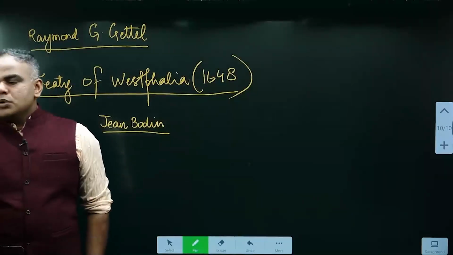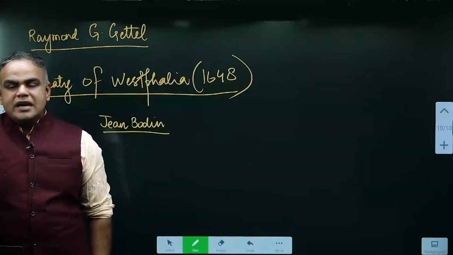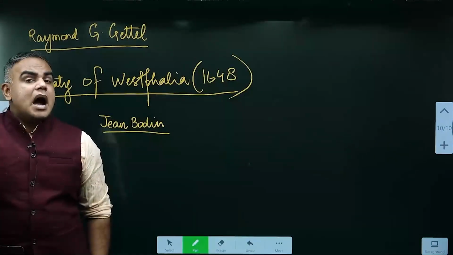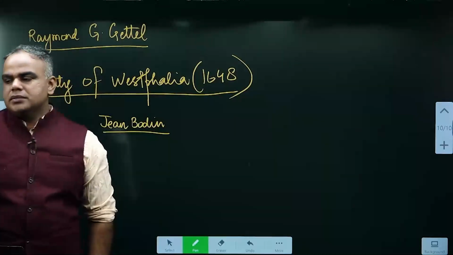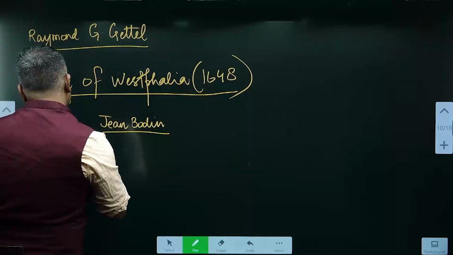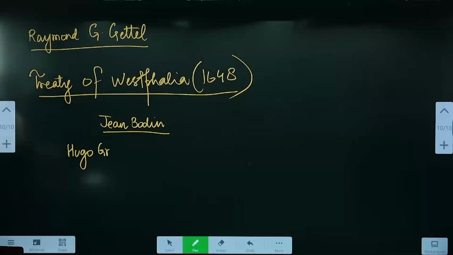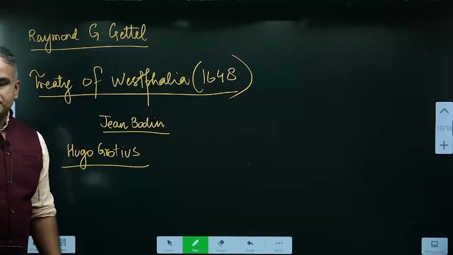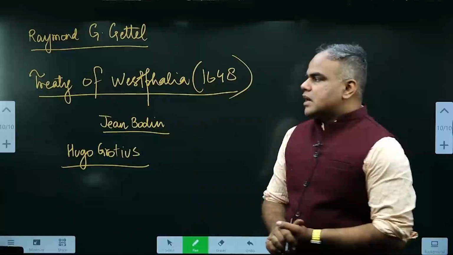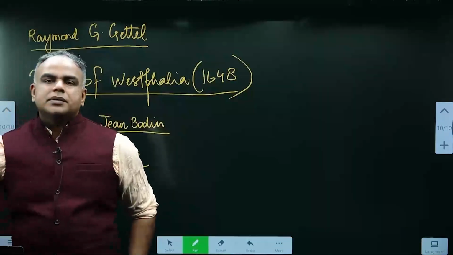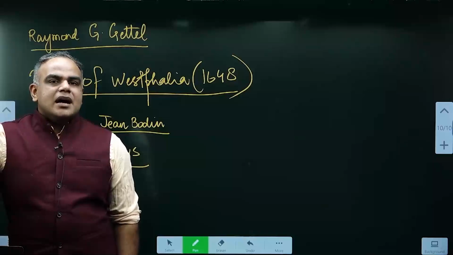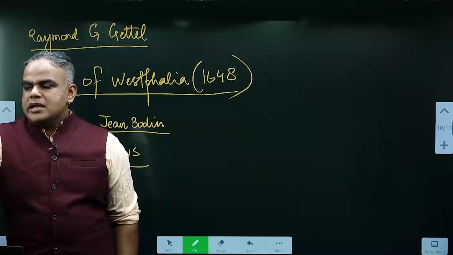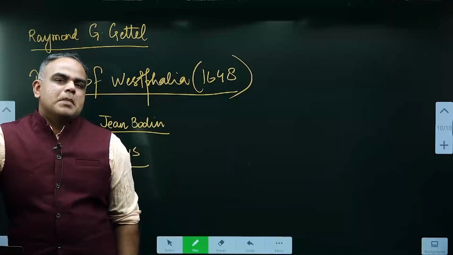So you can write: classical theorists like Jean Bodin defined sovereignty as supreme and unrestrained power, while Grotius emphasized that the sovereign's acts cannot be overridden by any superior authority.